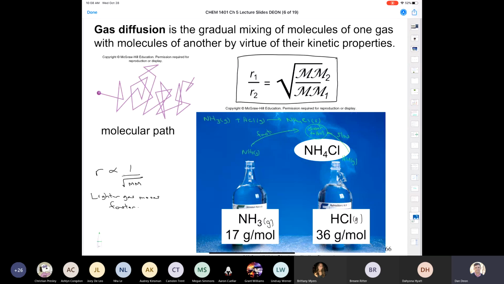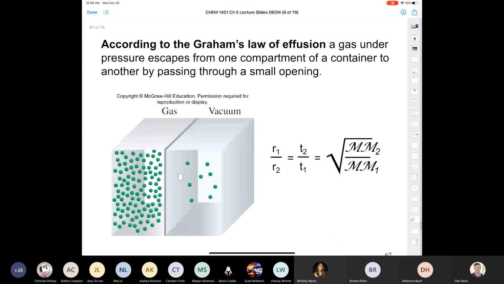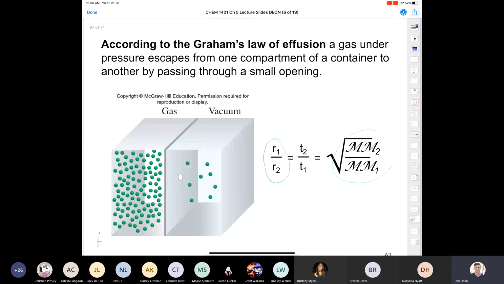Next, we're going to look at effusion, Graham's law of effusion. Effusion is just gas escaping under pressure through an aperture or through a small hole. According to Graham's law of effusion, a gas under pressure escapes from one compartment to another compartment by passing through a small opening.